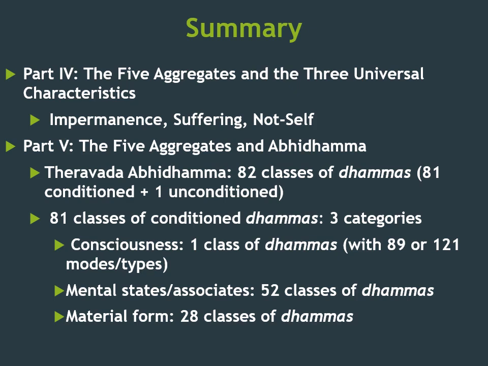Then the 5 aggregates and the 3 universal characteristics of impermanence, suffering, not self, their relationship. Then the 5 aggregates and Abhidhamma, Theravada Abhidhamma, 82 classes of dharmas, 81 conditioned and 1 unconditioned. Out of these 81 classes of conditioned dharmas, you have 3 categories: consciousness, 1 class of dharmas with 89 or 121 modes, types, and then mental states or associates, 52 classes of dharmas, and material form, 28 classes of dharmas.